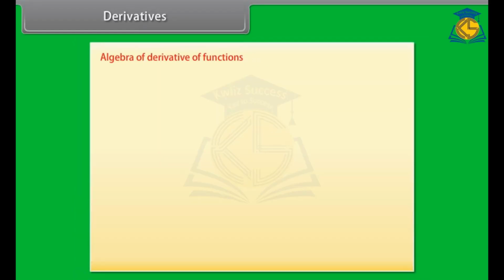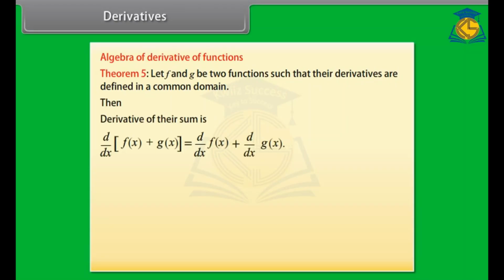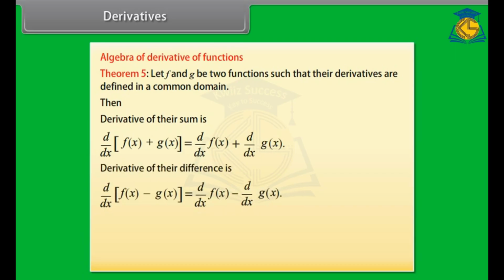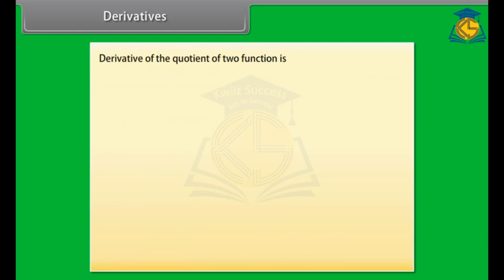Derivatives. Algebra of derivative of functions. Theorem 5. Let f and g be two functions such that their derivatives are defined in a common domain. Then derivative of their sum is the sum of derivatives. Derivative of their differences. Derivative of their product is. Derivative of the quotient of two functions is.